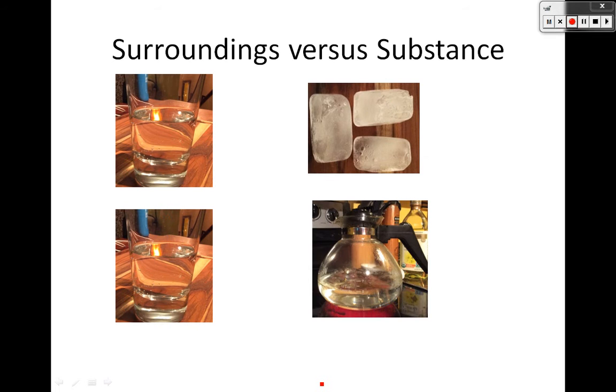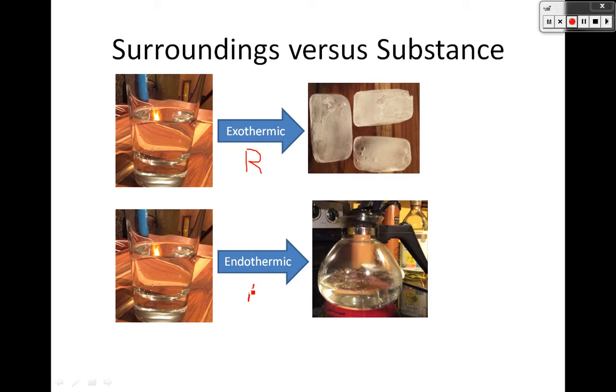All right, so let's now talk about surroundings versus substance. Without looking back at your notes, see if you can remember which of these changes, water to ice or water to vapor, is endothermic and which is exothermic. All right, so hopefully you said water to ice is exothermic, so heat is being removed. I'm going to put an R here. And hopefully you said water to vapor is endothermic, so heat is being added. It's entering. Okay? So entering, exiting.